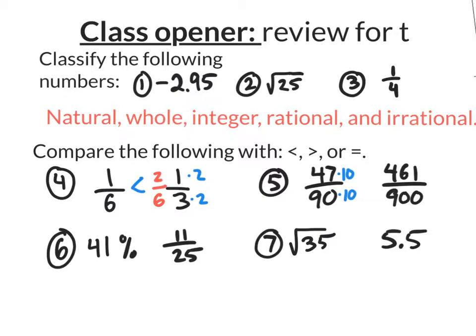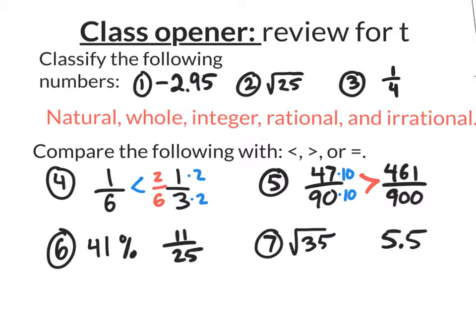470, right? 47 times 10 is 470. Now, when we compare 470 with 461, which one's bigger? The 470. One person knows, thank you. 470 is bigger, that's right. So the greater than symbol belongs right there.